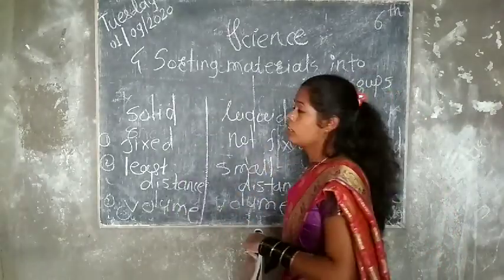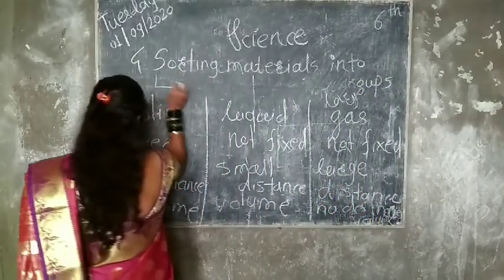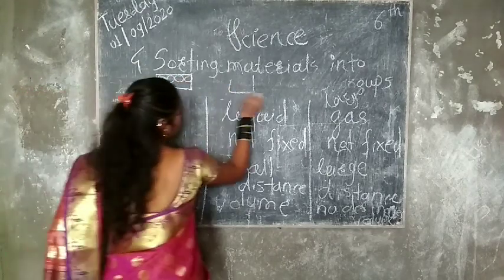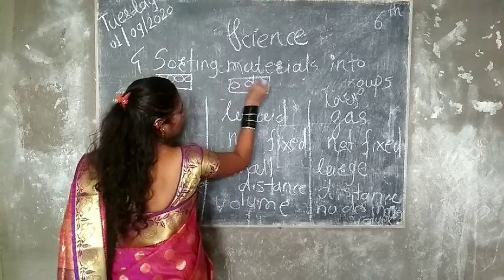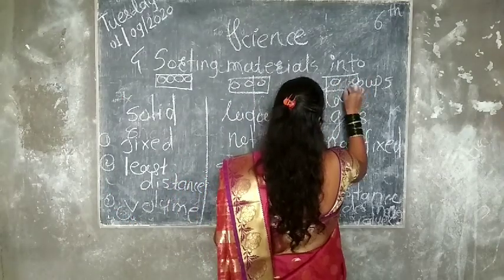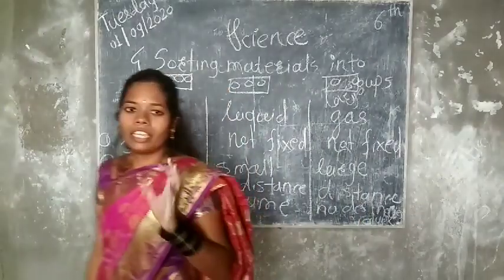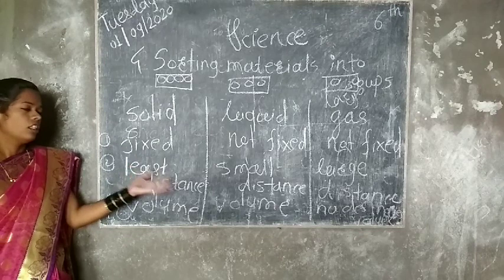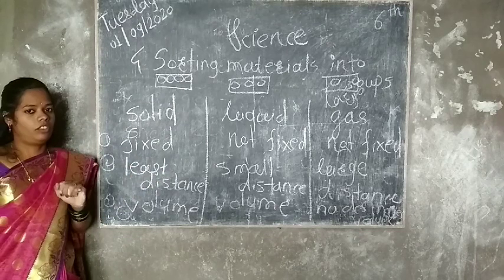You can draw this tree diagram also here, which gives you a clear idea. See, here molecules are compactly arranged. Here, small distance, and here very large distance. Up to here, any doubt? Here we completed a small part of this chapter, that is states of matter. Okay.